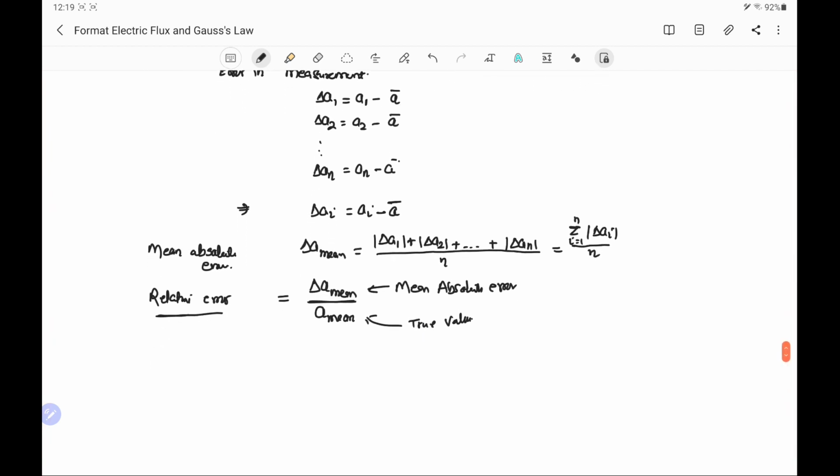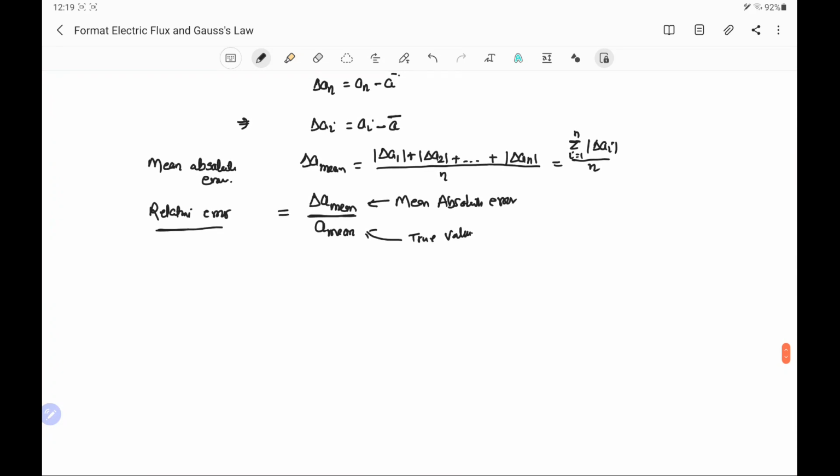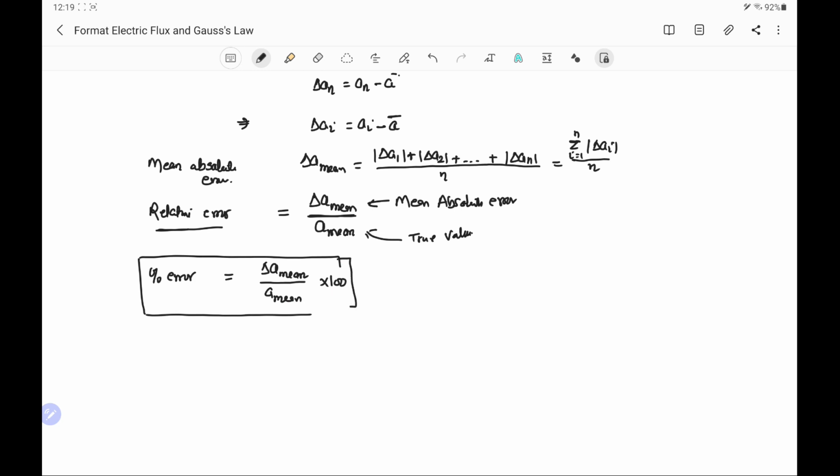Therefore, using the relative error, we can find the percentage error in measurement, and this percentage error is delta a mean, that is the mean absolute error, divided by a mean, that is the true value, multiplied by 100. This formula is useful to find the percentage error, and questions are very frequently asked based on this concept.